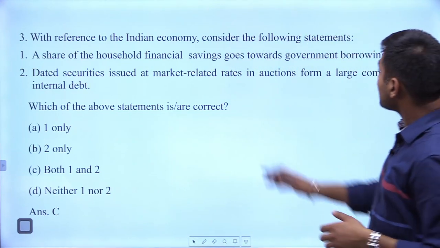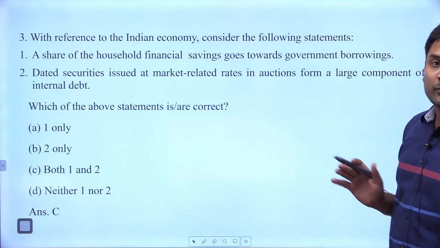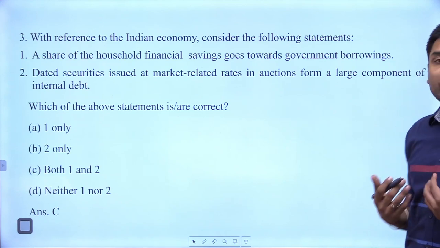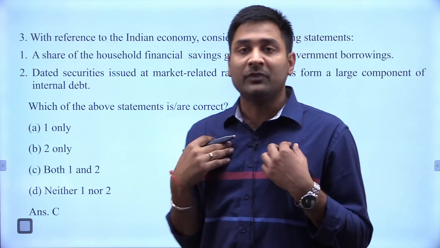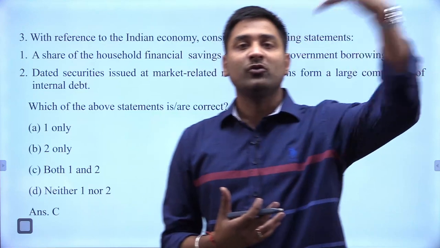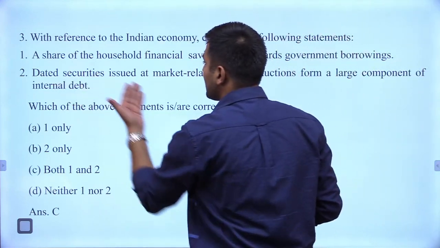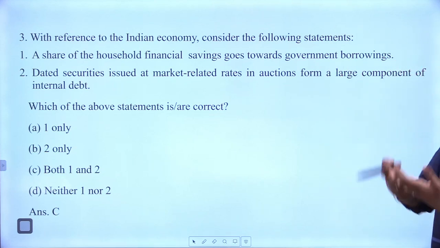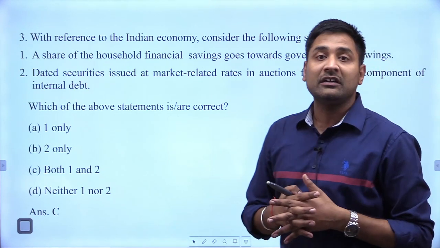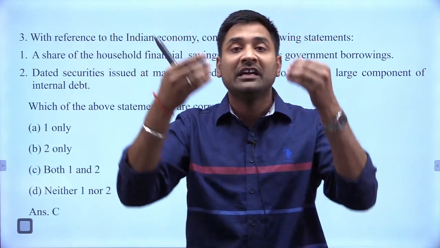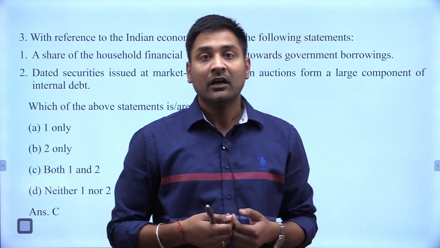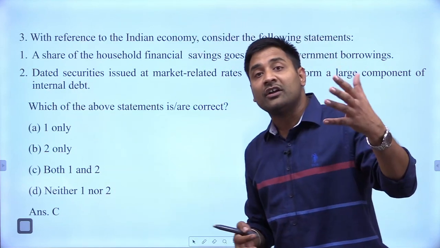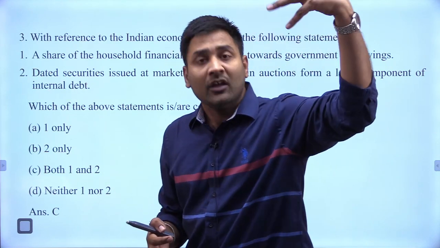Now, the third is, with reference to the Indian economy, the following statements are there. A share of the household financial savings goes towards government borrowings. Okay? If I am saving something, some share of my savings is going to the Government of India. The dated securities issued by the government at market related rates and auctioned form a large component of internal debt. That means, whatever debt the Government of India is taking from within India, a large portion of this debt is in the form of dated securities. Dated securities means government securities, which are government bonds.